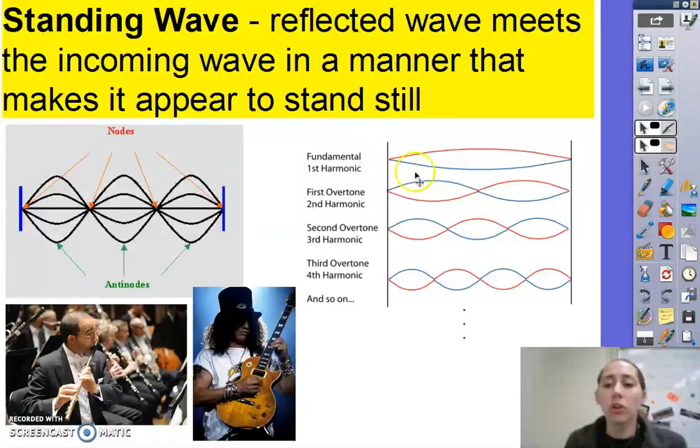The longer the wave being reflected, the lower the sound. So think about a guitar: if your fingers are way up on the first fret, it's a low sound. Or on a flute or a clarinet, if all the holes are compressed down, it's a really low note.